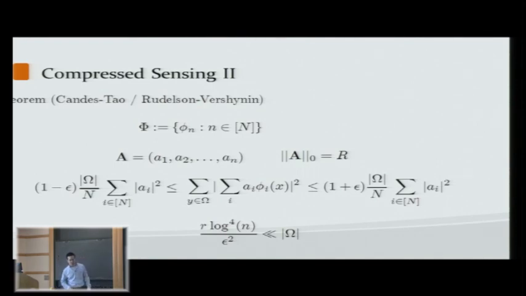Capital, yeah, they should be the same. Yeah. Yes.